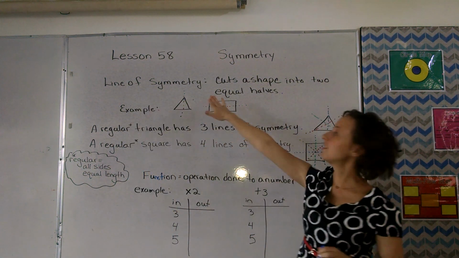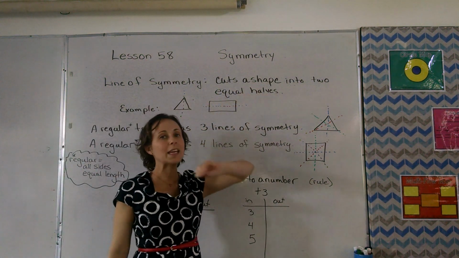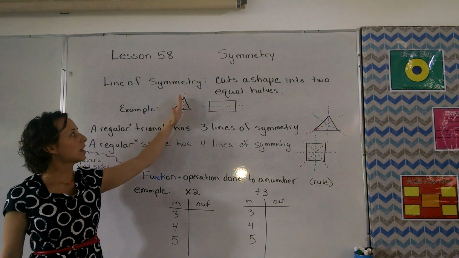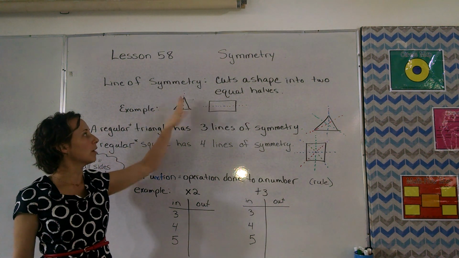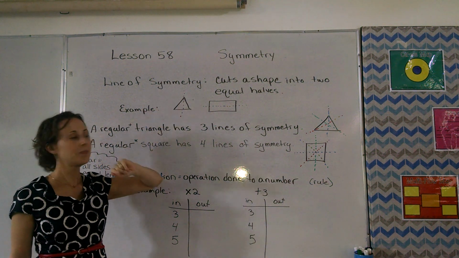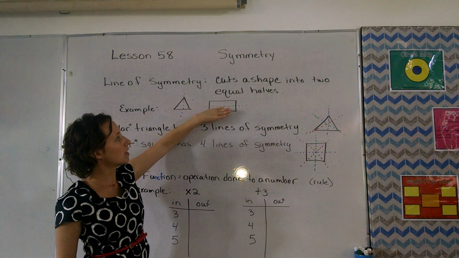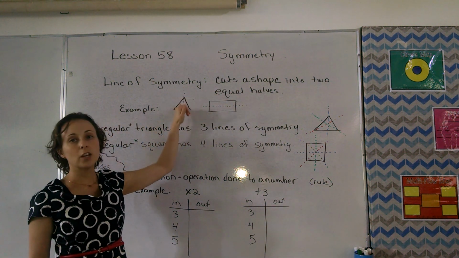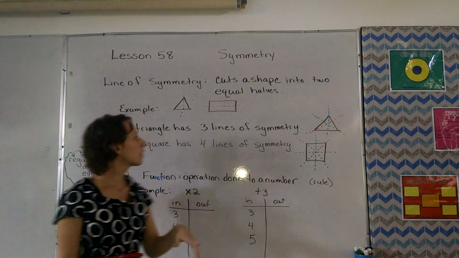Here we go. A line of symmetry, as you know and as you've had before, cuts a shape into two equal halves. So for example, here's a triangle, there's a line of symmetry. If I was to take this half and fold it over, it would perfectly match that half. Same thing with my rectangle. If I was to take the top of the rectangle and fold it down, it would perfectly match. Notice sometimes lines of symmetry go through the points, sometimes they go through the sides.